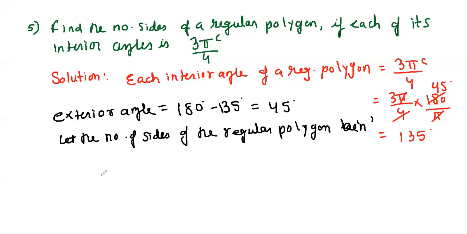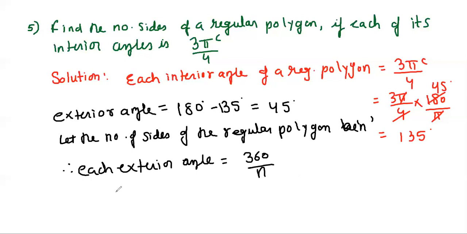So what will I write here? Therefore each exterior angle. We all know that whenever we find each exterior angle, we write 360 degree divided by the number of sides it has. So I would write n. Therefore each exterior angle is already known to me. See here, each exterior angle is 45 degree. So 45 degree is equal to 360 degree upon n.